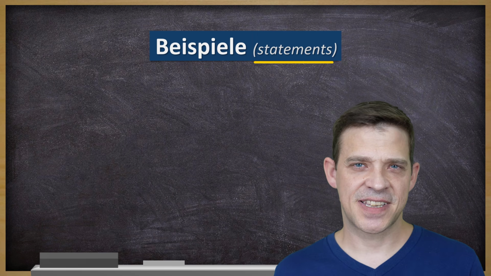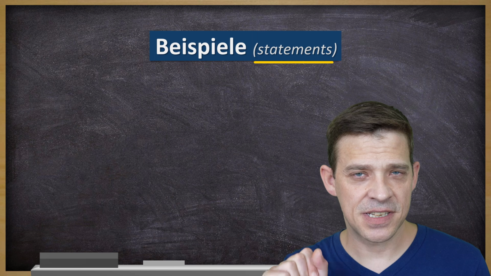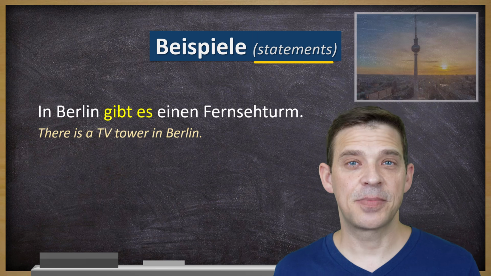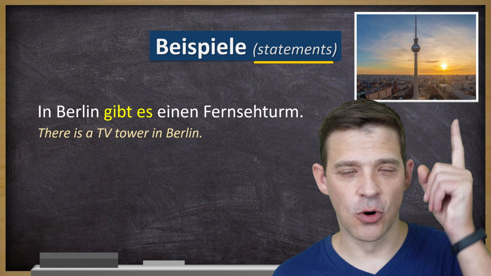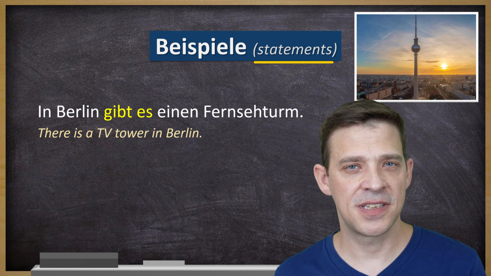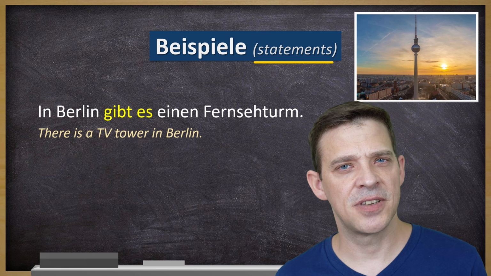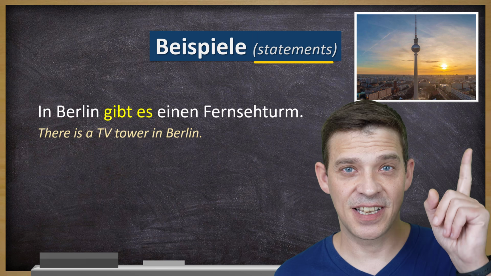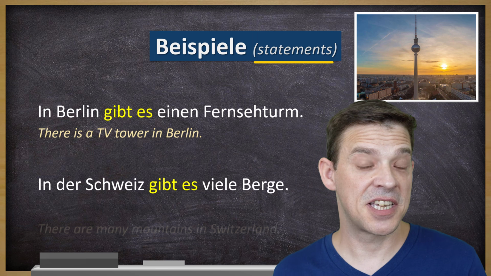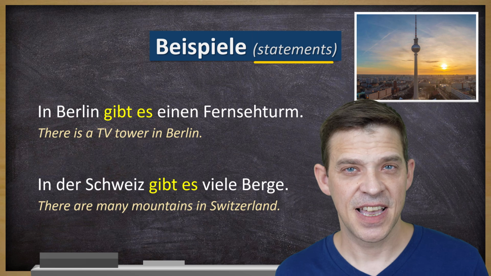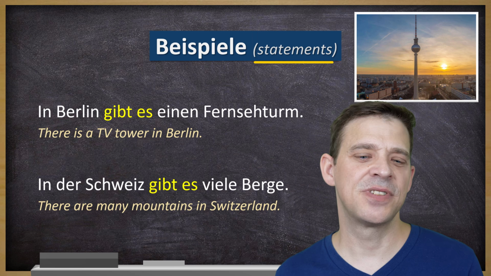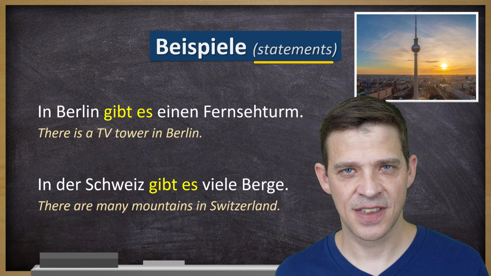Let's do some examples. We start with statements, which is anything which is not a question. Zum Beispiel, in Berlin gibt es einen Fernsehturm. A Fernsehturm is a TV tower. So there is a TV tower in Berlin. Actually still the tallest building in Germany. Oder in der Schweiz gibt es viele Berge. There are many mountains in Switzerland.